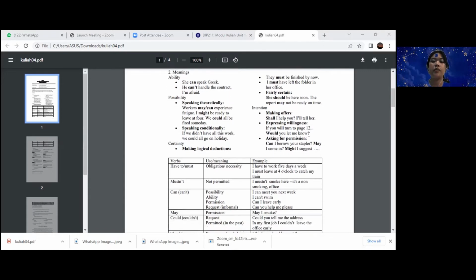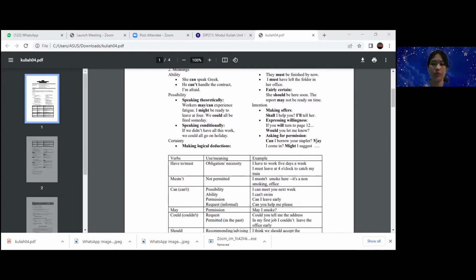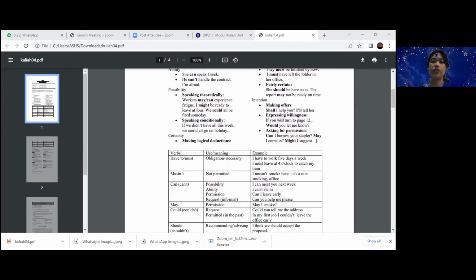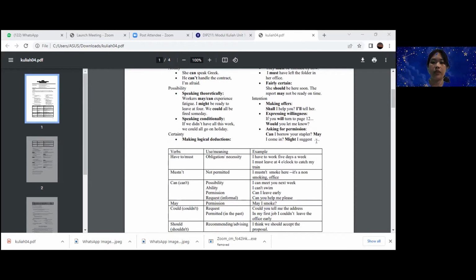Intention, making offers. Shall I help you? I will tell her. Expressing willingness. If you will turn to page 12, would you let me know? Asking for permission. Can I borrow your stapler? May I come in? Might I suggest?